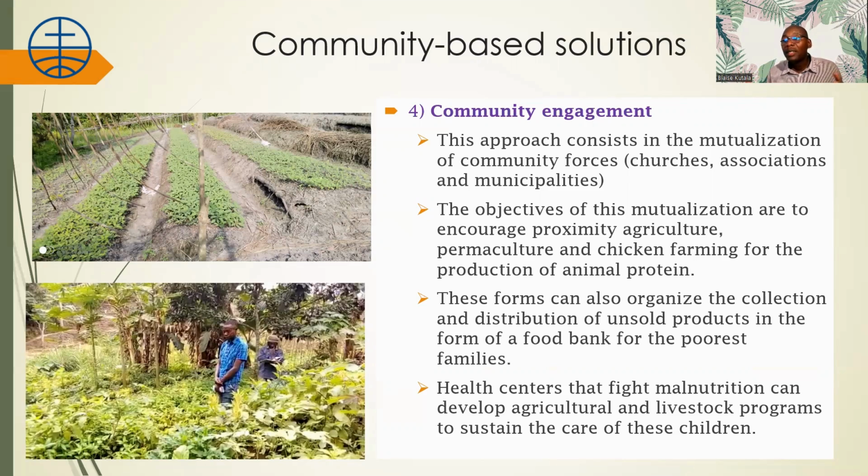So many activities can be experimented with, like a food bank, collection and distribution of unsold products, in order to help some families in need. So many things can be done at the community level.